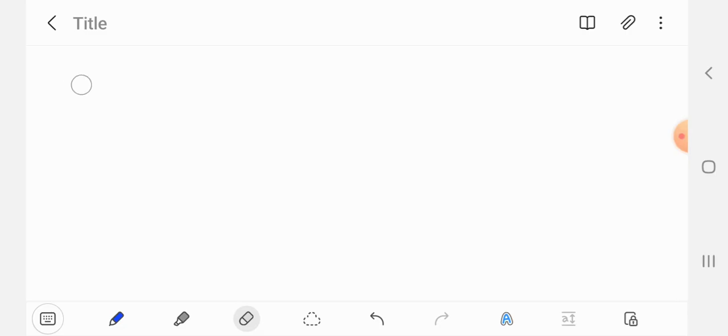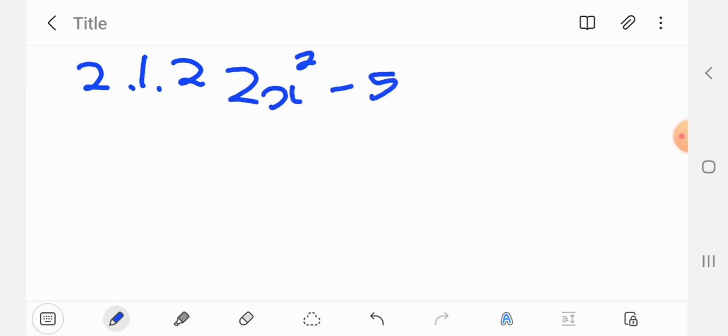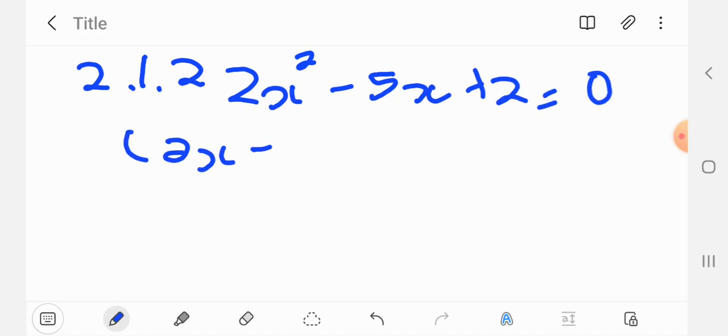We will continue this video on the next one. 2.1.2, we have 2x squared minus 5x plus 2. If it continues to rain, I will stop. And then we have 2x minus 1, x minus 2.